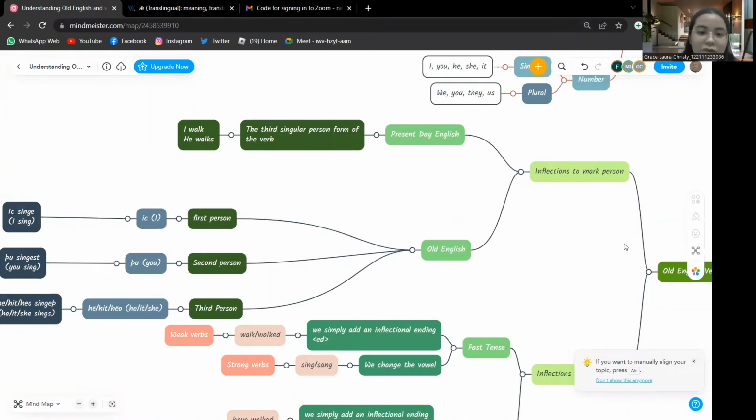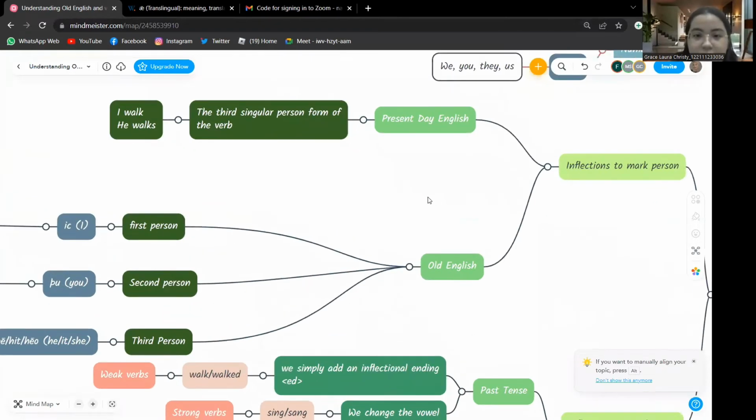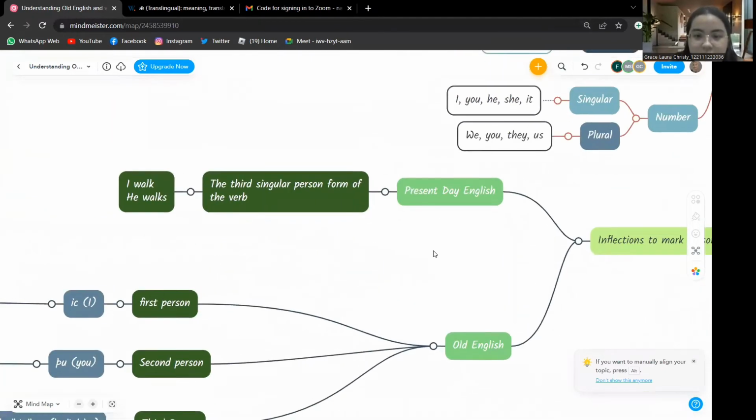Before we go to the Old English verb, let's first discuss a little bit of present-day English. Excuse me, Nafilah, can you zoom into the present-day English? Yes, thank you.